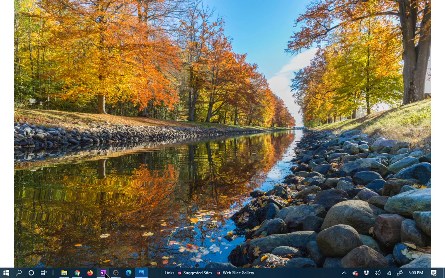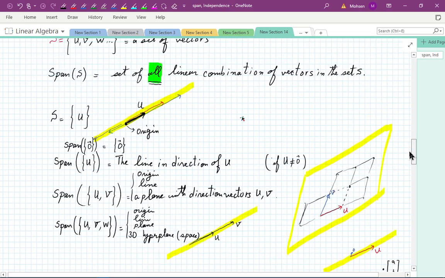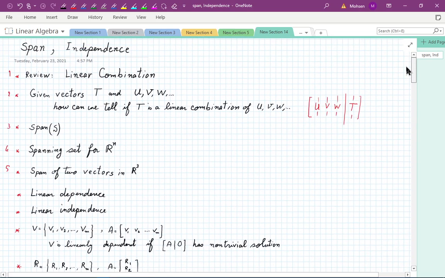So let's go ahead and see the list of topics that we had here for this section. We started talking about linear combination, and then we mentioned how to figure out if a vector is a linear combination of some others. We defined the span of a set. We talked about spanning sets of Rn. We talked about span of two vectors in R3.